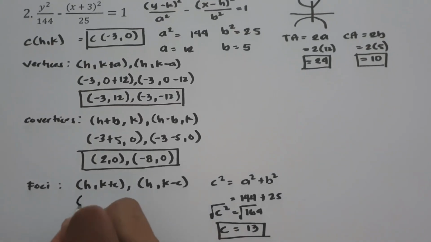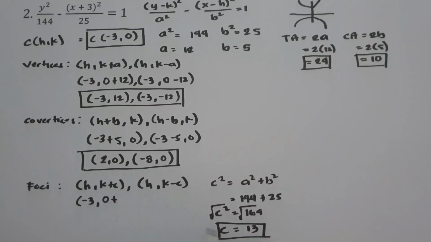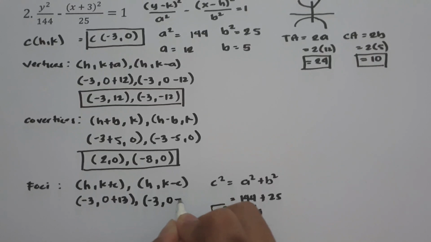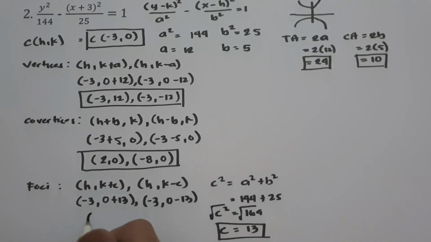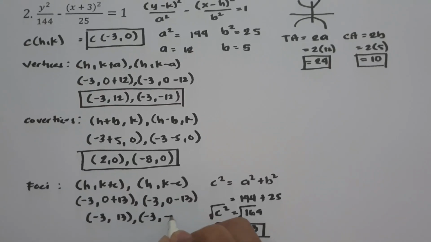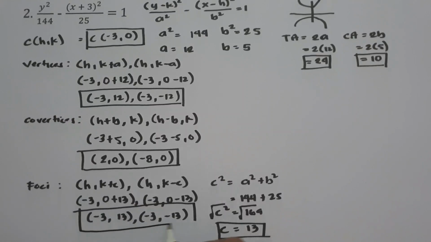So let us have the value of h, that is negative 3, and then k, that is 0, plus the value of c is 13, and then we have negative 3, and then 0 minus 13. So let us have negative 3 and 13, and then negative 3 and negative 13. So this will be the coordinates of our foci.